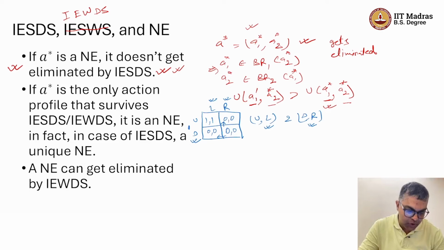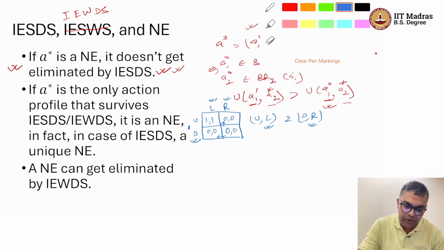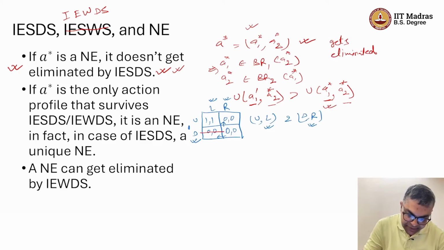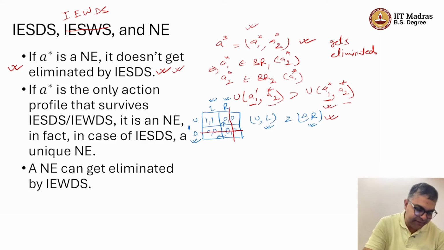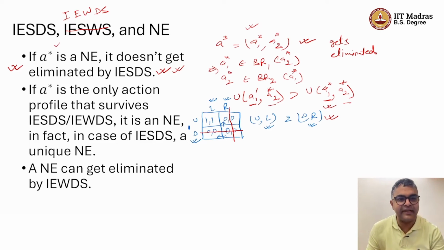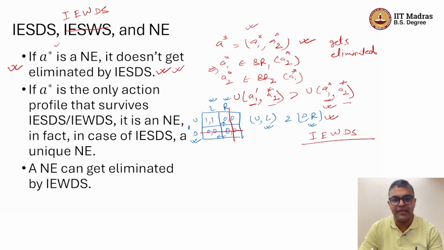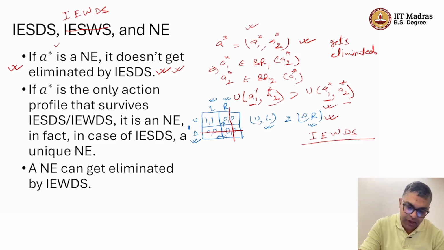So if we allow for iterated elimination of weakly dominated strategy, let us see, D will get eliminated, and of course after that R will also get eliminated. So D comma R is getting eliminated. So we cannot say that if A star is a Nash equilibrium, then it doesn't get eliminated by iterated elimination of weakly dominated strategy. So we have to be careful there. Okay. So now let us move to the next one, that if A star is the only action profile that survives this iterated elimination, then it is a Nash equilibrium. Let us limit ourselves to the first statement only till here.